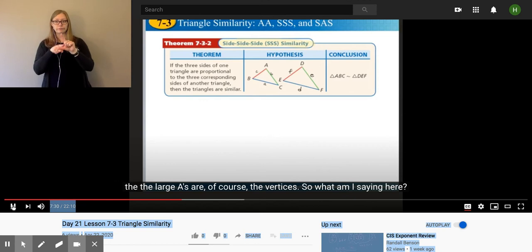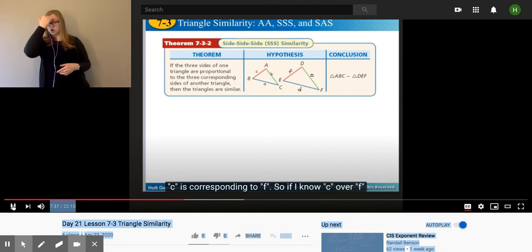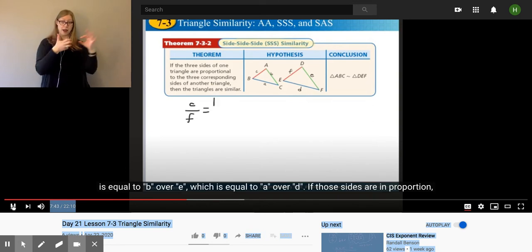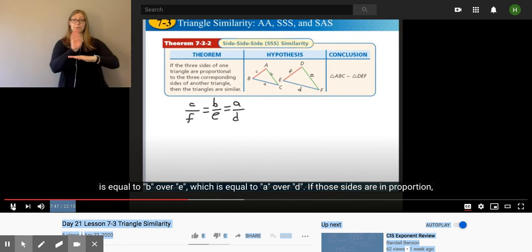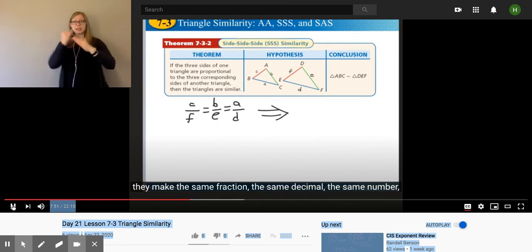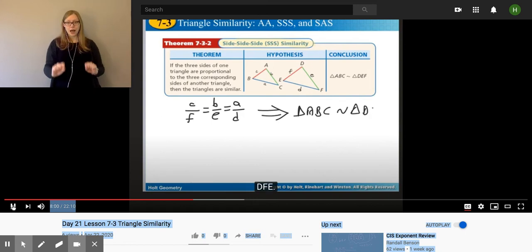So what am I saying here? I'm saying that if I know that the sides are in proportion, so notice that C is corresponding to F. So if I know C over F is equal to B over E, which is equal to A over D, if those sides are in proportion, they make the same fraction, the same decimal, the same number, then I can conclude that triangle ABC is similar to triangle DFE.